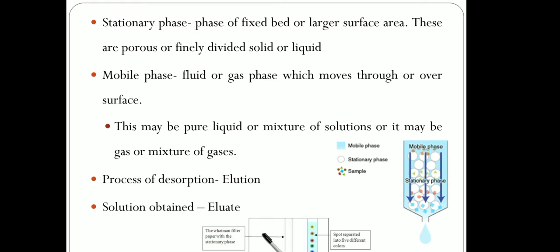So stationary phase means a phase of fixed bed or large surface area. These are porous, finely divided solids or liquids. And in case of liquids that are not able to stand as such, they are usually coated over a solid inert phase. And mobile phase is a fluid or gas phase which moves through or over the surface.